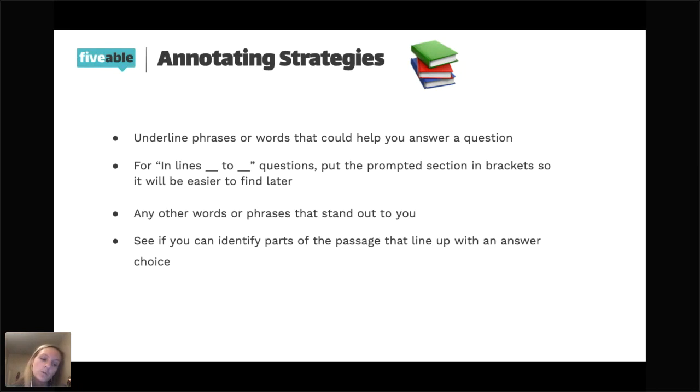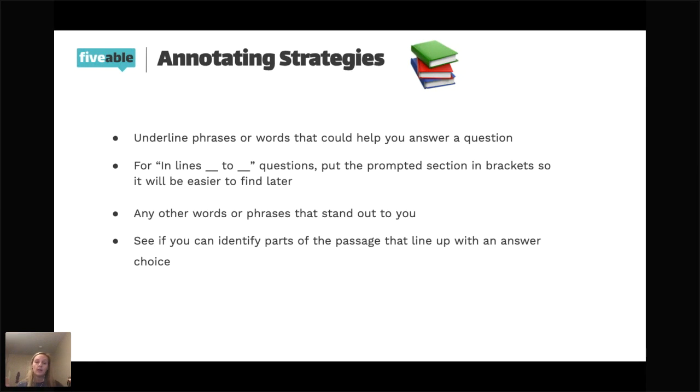And then for more specific questions, like in lines blank to blank, put the prompted section in brackets so it will be easier to find later. Kind of like what I was just talking about. If it says in lines 8 to 12, go and find lines 8 to 12 and put them in brackets or underline them or something so you can easily go back to them and find them and answer the question.